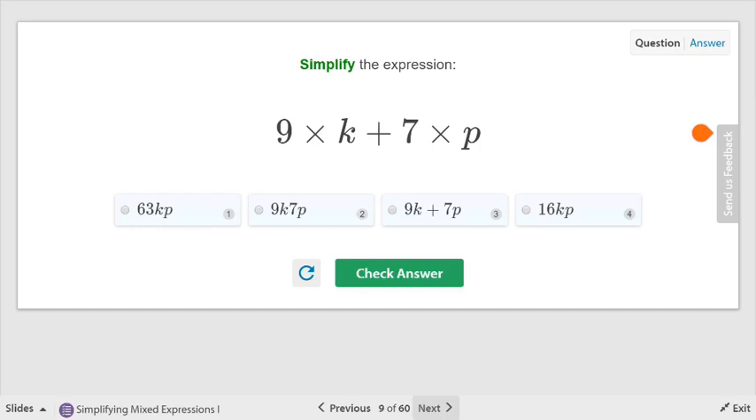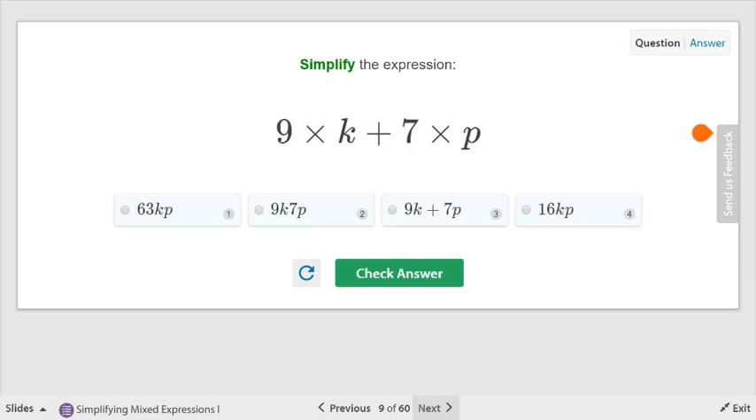I got 9K plus 7P. Yeah. Okay, there we go. Who wants to say? Go ahead. Sorry, she was faster. Yep. 9k plus 7p. Do we agree? Yeah. Sure.